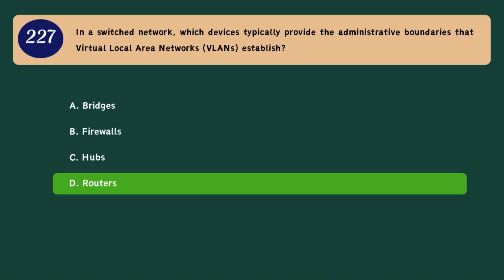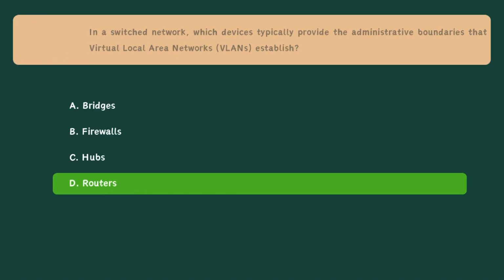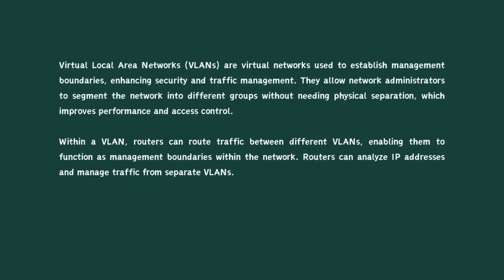Correct answer. D. Routers. Virtual local area networks are virtual networks used to establish management boundaries, enhancing security and traffic management. They allow network administrators to segment the network into different groups without needing physical separation, which improves performance and access control. Routers can route traffic between different VLANs, enabling them to function as management boundaries within the network. Routers can analyze IP addresses and manage traffic from separate VLANs.